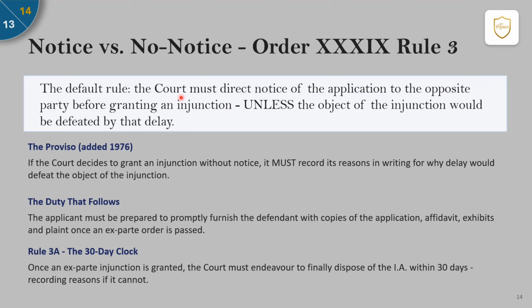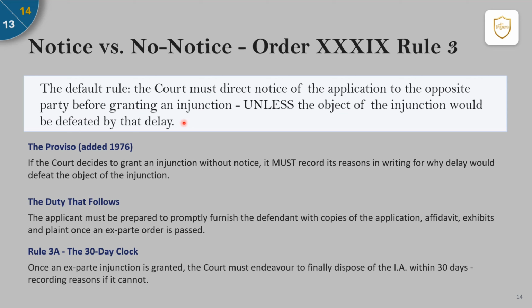So here is a practical trap that catches out even junior advocates, not just students. The default position under Order 39 Rule 3 is that the court must give the opposite party notice of your application before granting an injunction, unless giving that notice would itself defeat the purpose of the injunction, because the delay would let the defendant act before the order takes effect.